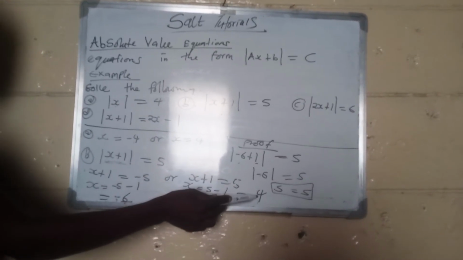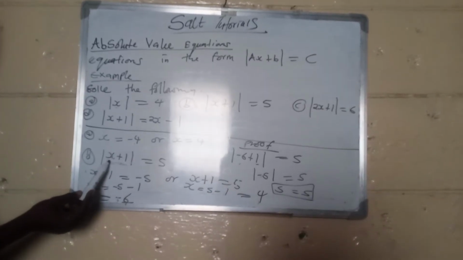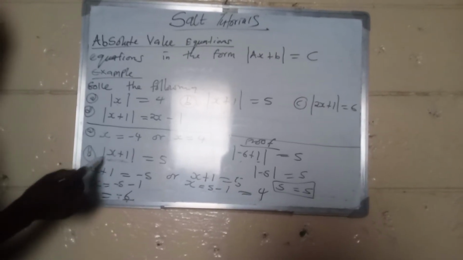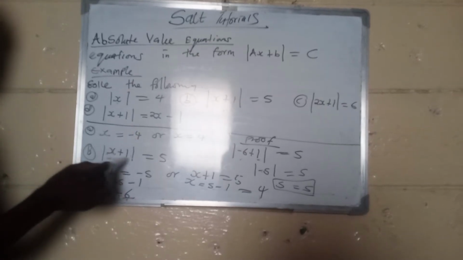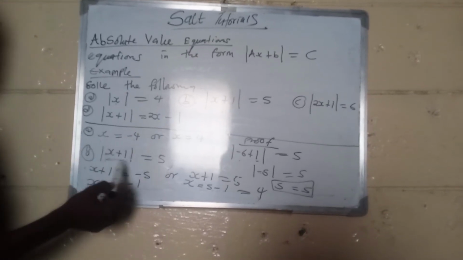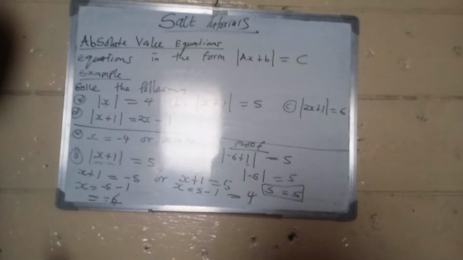The same is happening for 4. If I place 4 here, I'm going to have 4 plus 5, which is going to give me the absolute value of 5 to give me a 5, where 5 will be equal to 5.